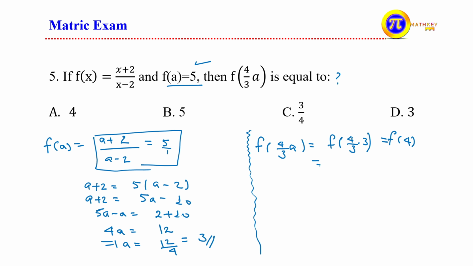f of x is given as x plus 2 over x minus 2. f of 4 means we insert this 4 into the given function f of x. So it is 4 plus 2 over 4 minus 2, which is 6 divided by 2. The value of this is 3. So from the given choices, you have 3. If you come across such problems, first you have to find the value of a, and after obtaining the value of a, you insert it into the given function.